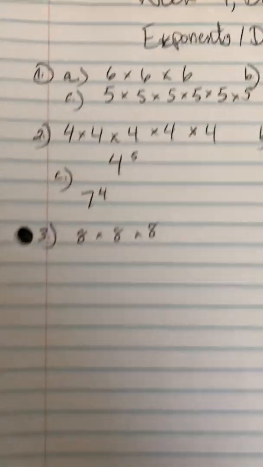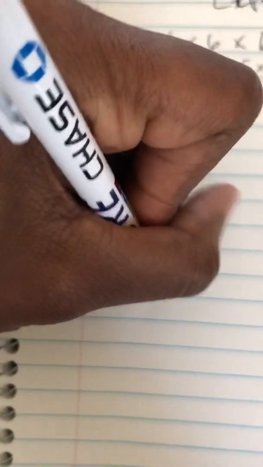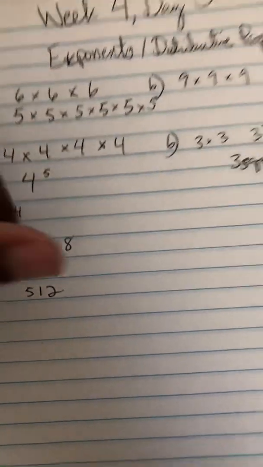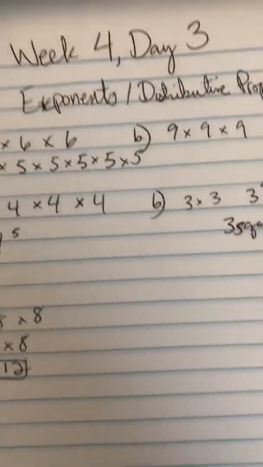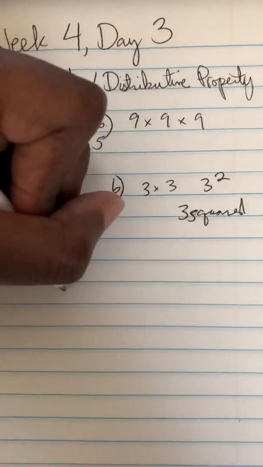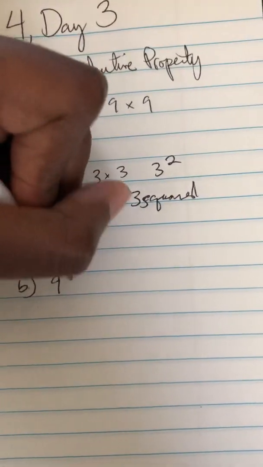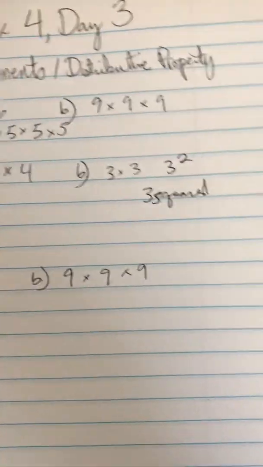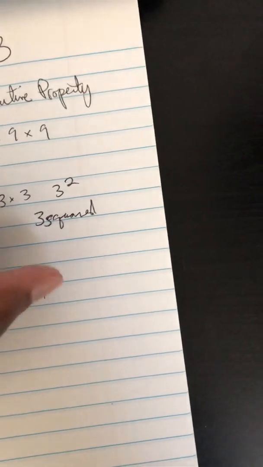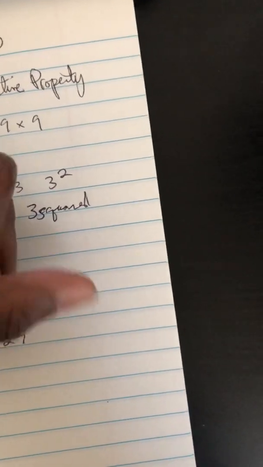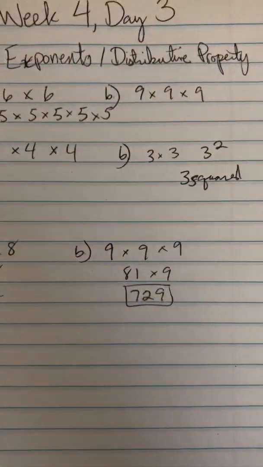Sorry, I'm left-handed. I'm covering the screen. Anyway, 8 times 8 is 64, times 8 is what? 512. Okay? Very good. Letter B tells us that we have 9 to the third power, so that's 9 times 9 times 9. So we have 81 times 9, and that's going to be 729, okay?